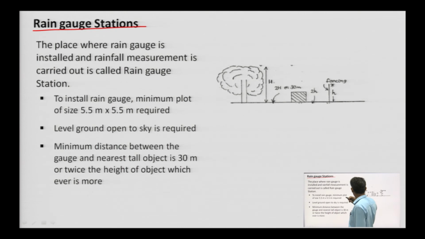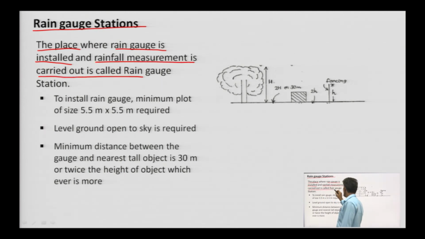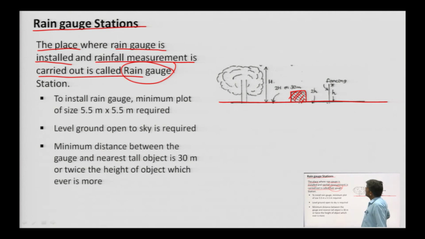So, what are the rain gauge stations? Rain gauge stations are the places where a rain gauge is installed and rainfall measurement is carried out. Prior to installing the rain gauge station, some precautions have to be taken. What are the precautions? Say, for example, this is the horizontal surface and this is the location of the rain gauge station.